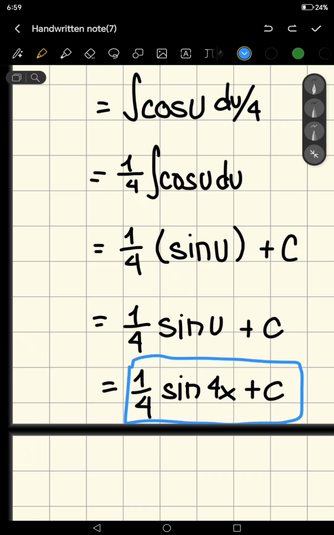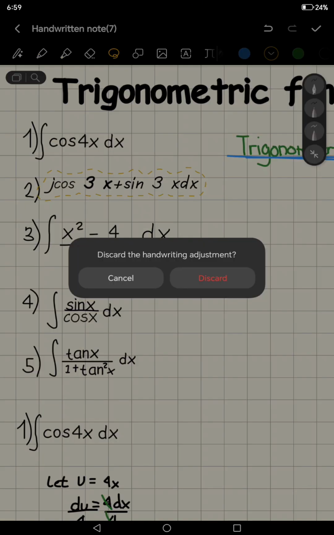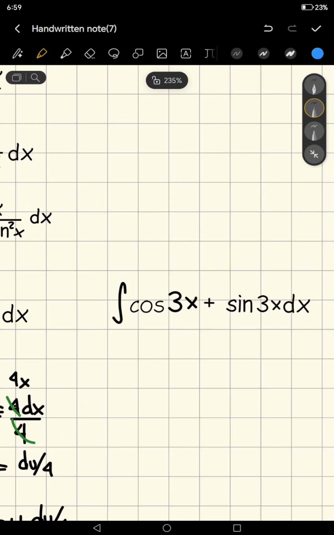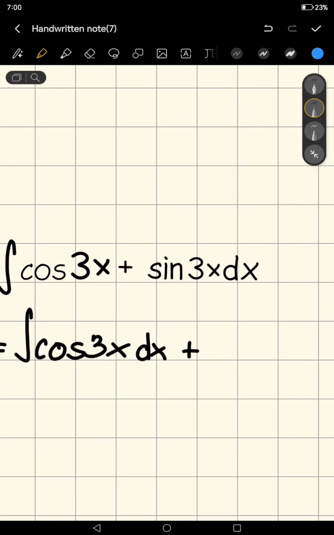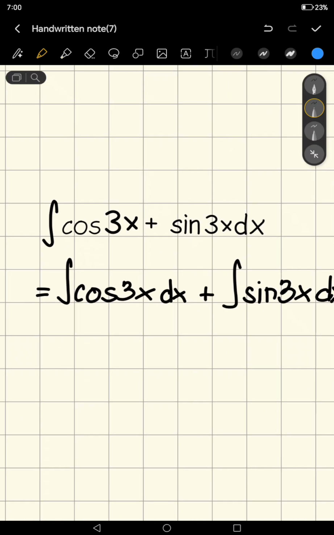Okay, so let's start solving number 2. The integral of cosine 3x plus sine 3x dx. Madali lang to guys. Sum rule lang to. Okay, so copy lang muna natin. So let's start solving, diretso na lang natin. The integral of cosine 3x dx plus the integral of sine 3x dx. Next is unahin muna natin solve tong cosine 3x dx.